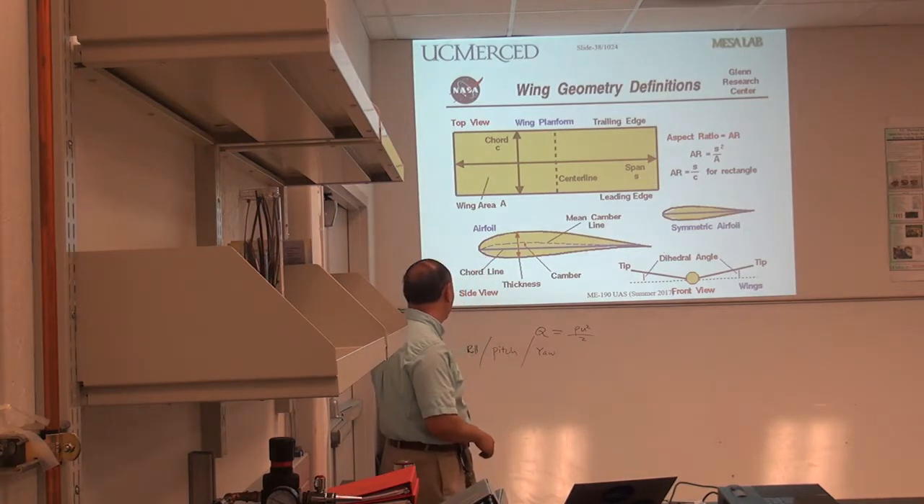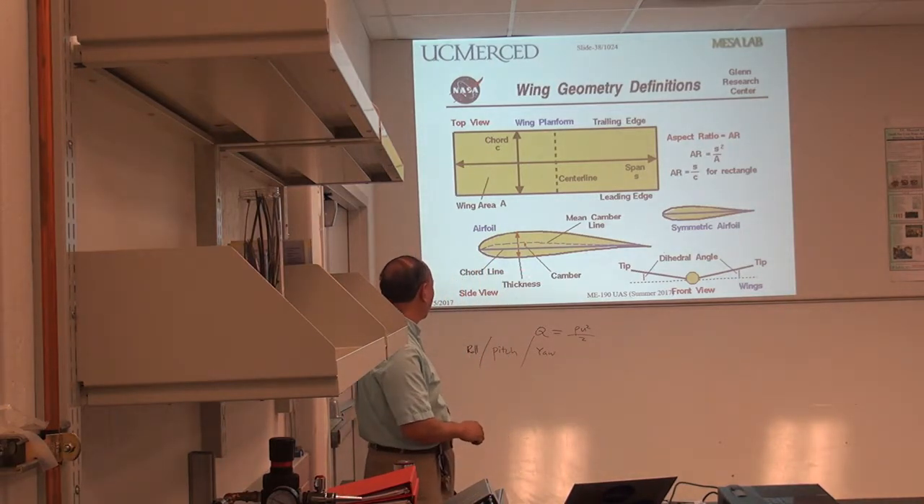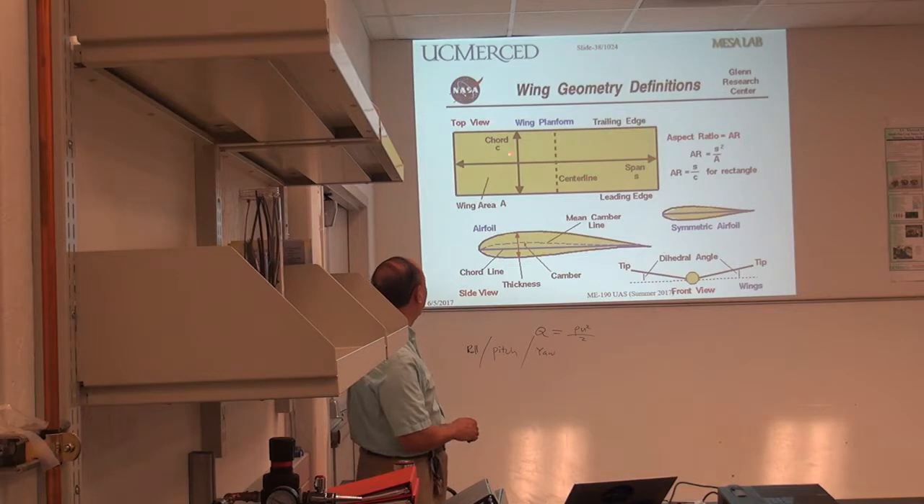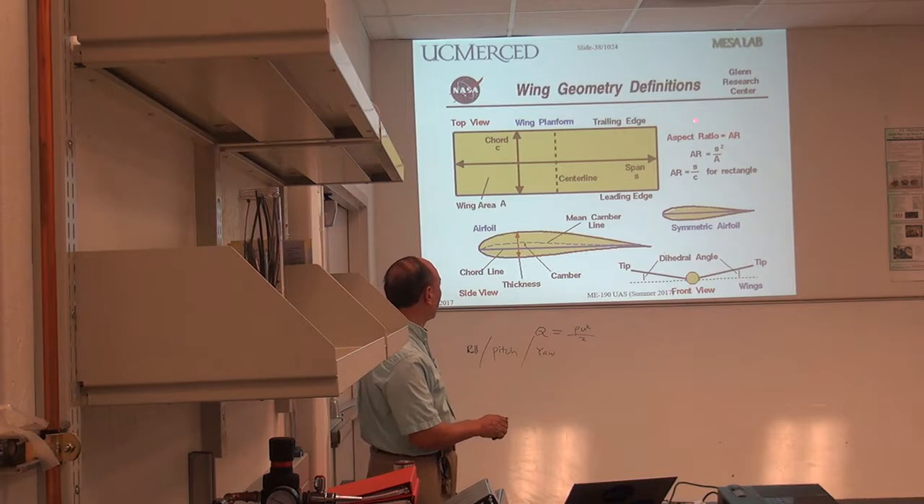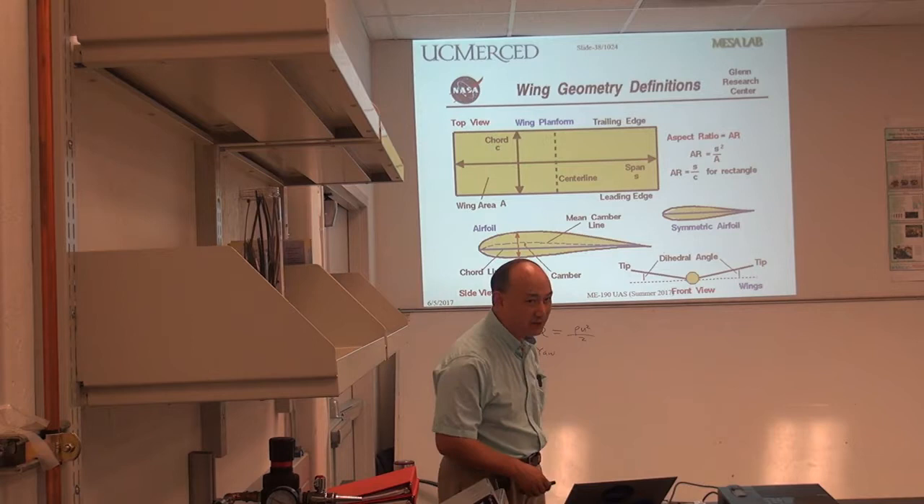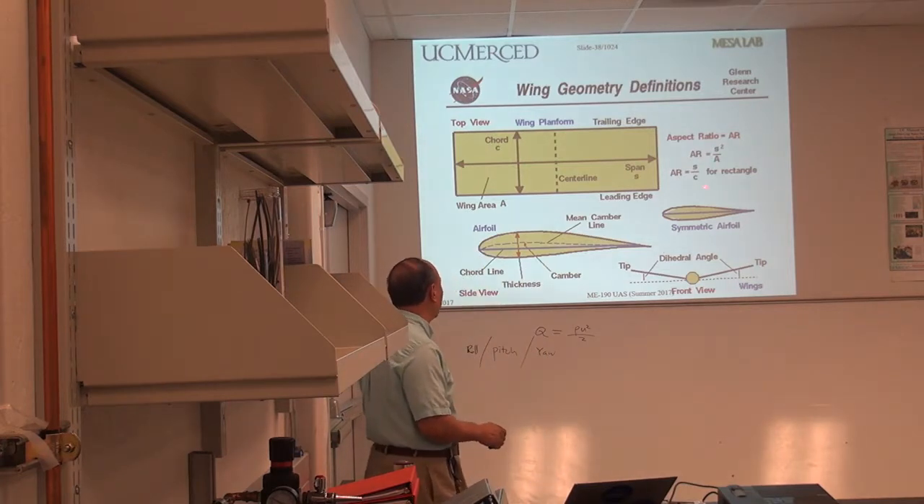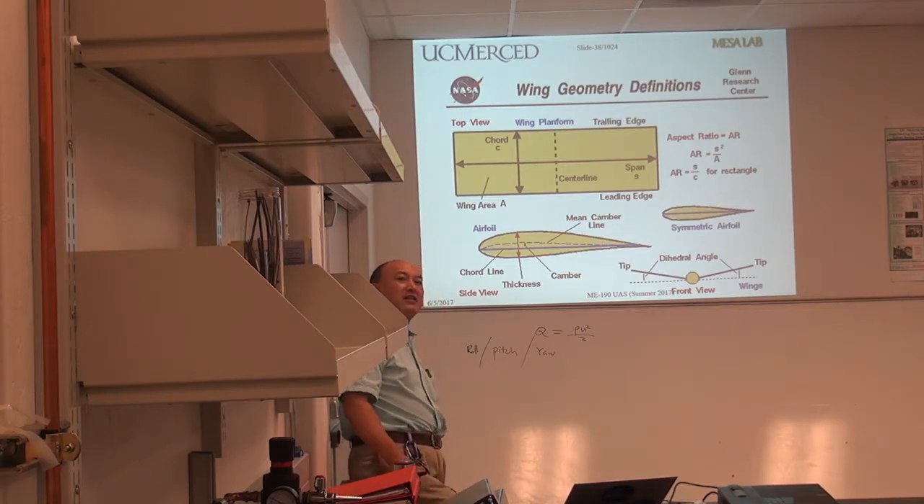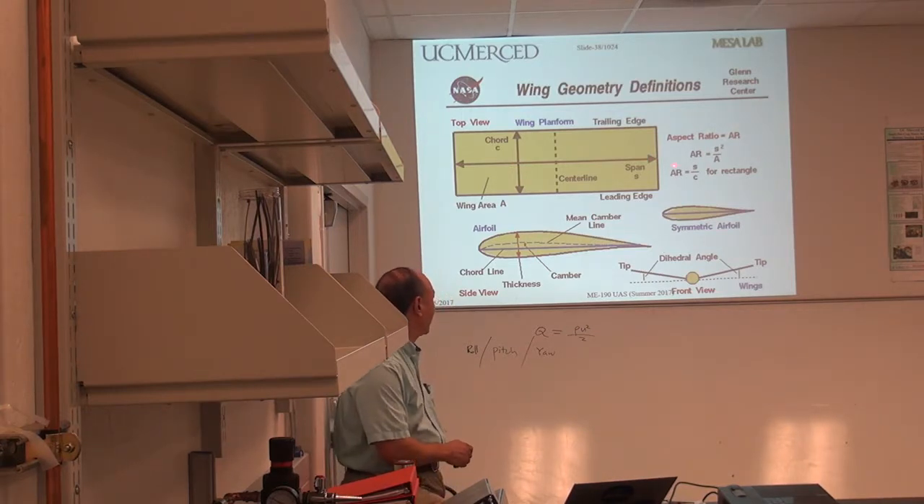Okay. So this is the chord line, this is the thickness, camber, mean camber line. This is the camber. Airfoil is this, this is the wing area, this is the span, this is the chord. So span versus chord is called aspect ratio, AR. It's span divided by chord. Span divided by chord is the aspect ratio for a rectangle.